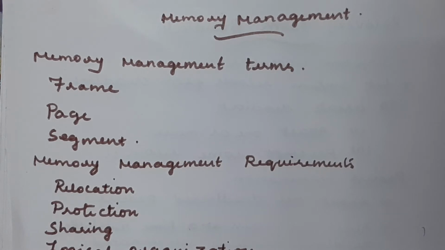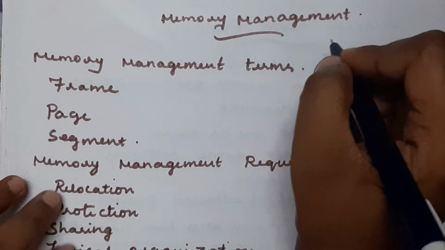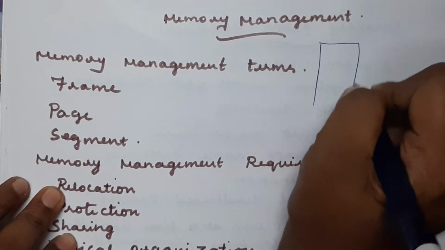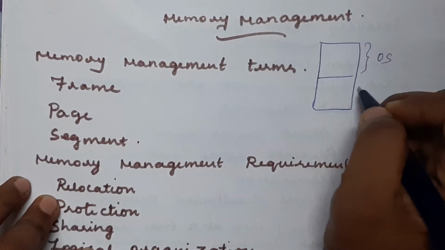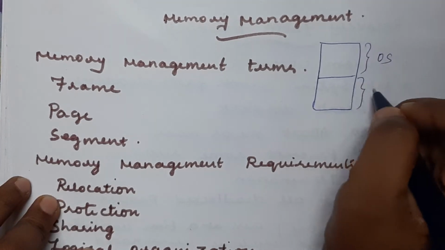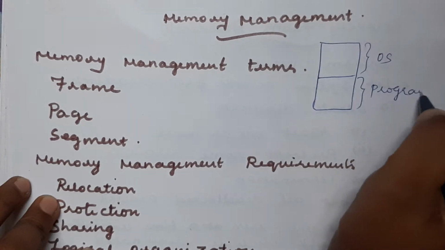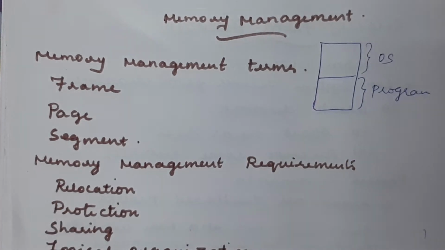First of all, I would like to tell about what we actually do in a uni-programming system and how it differs from the multi-programming concept. In case of a uni-programming system, the memory is divided into two sections. One is used for storing the OS, and the other part of the memory is used for storing the current program, whichever we want to execute.